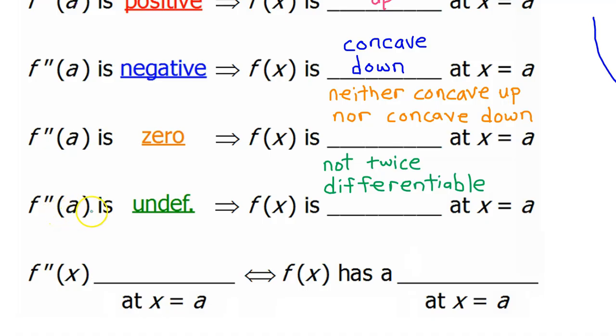If f double prime at a is undefined, all we know for sure about f of x is that it is not twice differentiable at x equals a. These two statements actually mean the exact same thing. Obviously, if you can't take the derivative twice, then the second derivative is undefined.